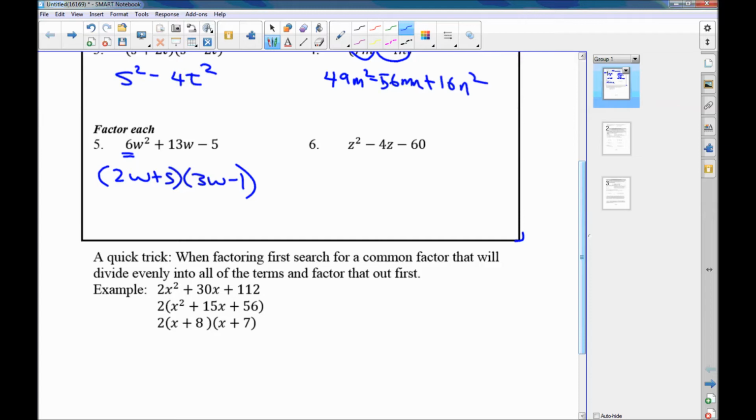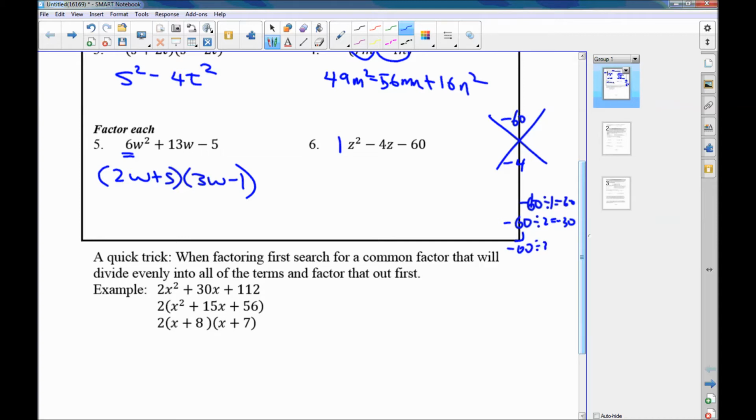All right, number 6. This one has a leading coefficient of 1, so all I need to do is the cross here. So it's going to be negative 60 and negative 4. And our two numbers are going to be, let's see, 15 times 5 and 12. Let's check it. I'm not seeing it in my head. So negative 60 divided by 1, that's going to be negative 60. That's not going to work. Negative 60 divided by 2 will give me negative 30. Those two don't add up to negative 4.